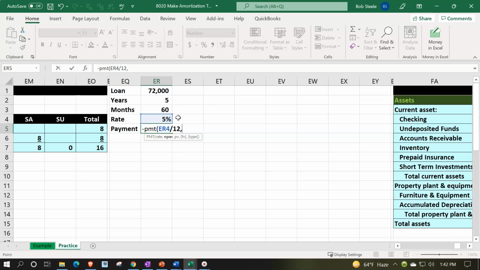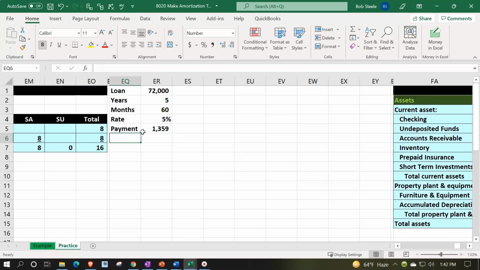The number of periods is going to be 5 years times 12, or the 60 months that we have already put in place, which is E3, comma, the present value is the loan amount of the $72,000. The negative, instead of the equal sign, will flip the sign so it'll be a positive number. Closing up the brackets and enter, we get 1359. If we add some pennies to it, we're actually talking 1358.73.